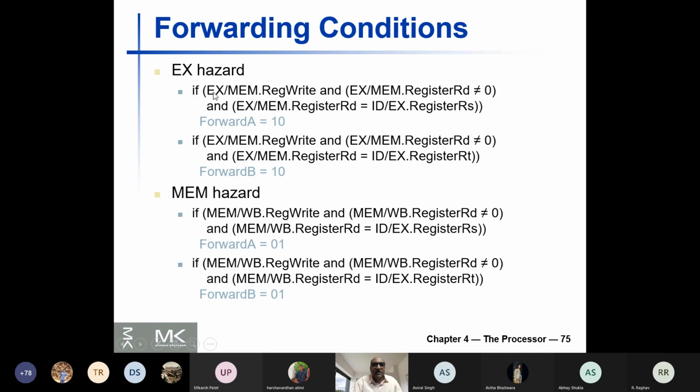You can say that if the EX/MEM RegWrite is set, that is, asserted, and EX/MEM RegisterRD is not equal to 0, it's not the zero register, these are the two conditions on top of the basic condition. This one: EX/MEM RegisterRD equals ID/EX RegisterRS or RegisterRT. It means that this condition is between two successive instructions, one in the execution stage and the other just passed out of the execution stage. So in that case, by using this condition, you can check it, right?